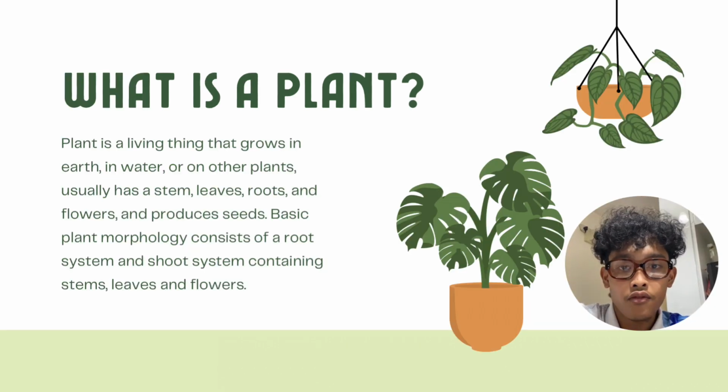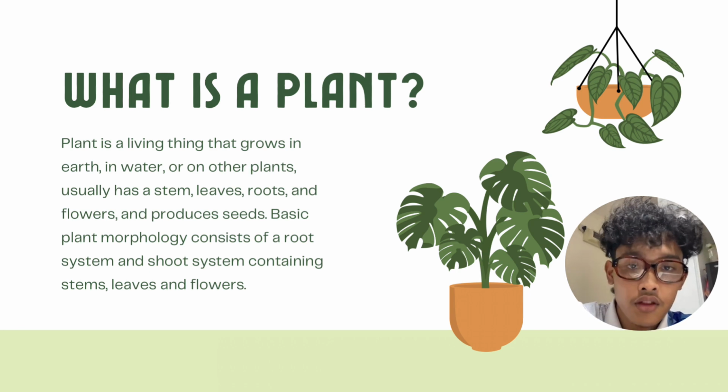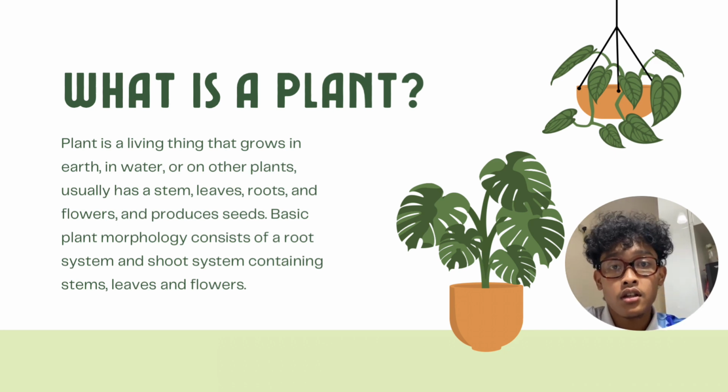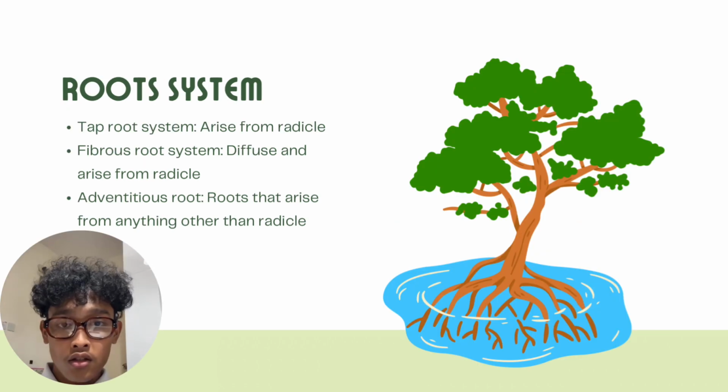So starting off, what is a plant? A plant is a living thing that grows on earth, within water, or also on other plants. It usually has a stem, leaves, roots, and flowers, and it also produces seeds. Basic plant morphology consists of a root system and also a shoot system, containing stems, leaves, and also flowers. Now I'm going to talk about the root system.